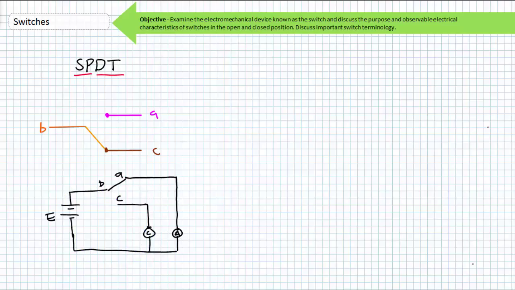Another application of a single pole double throw switch might be to stop one device at the same time you start another. In the A position, only device A is energized. If the switch is toggled to the C position, device A is de-energized and device C is energized. A switch with a double throw is sometimes called a transfer or a changeover switch. For the obvious reason, it is transferring or changing from one connection to another.